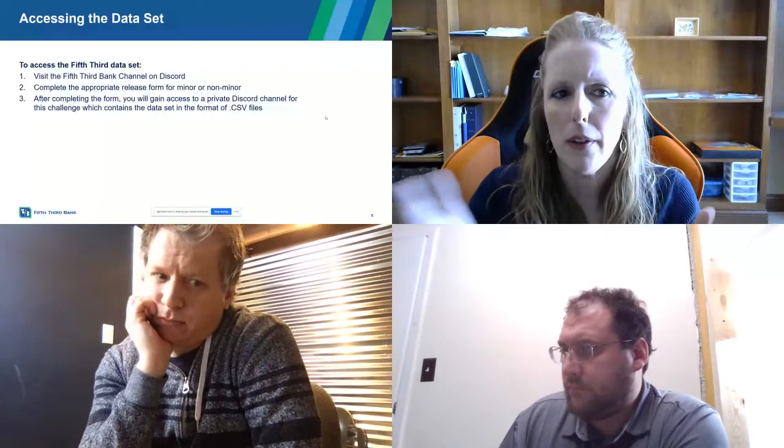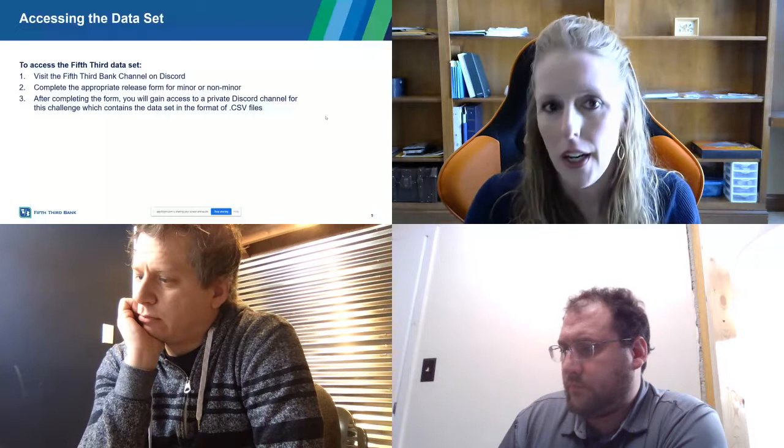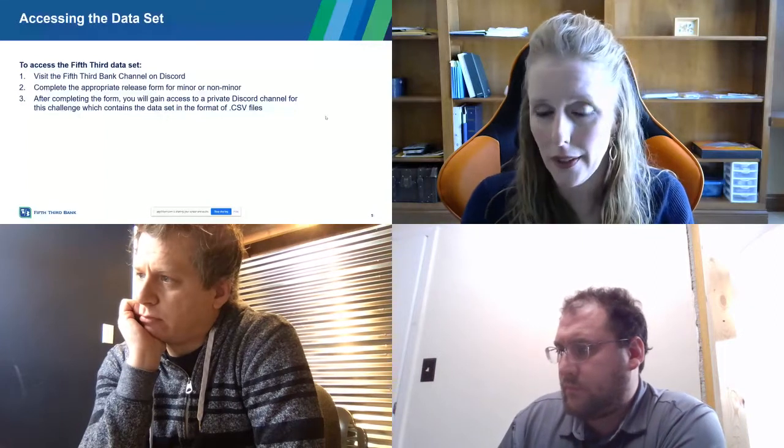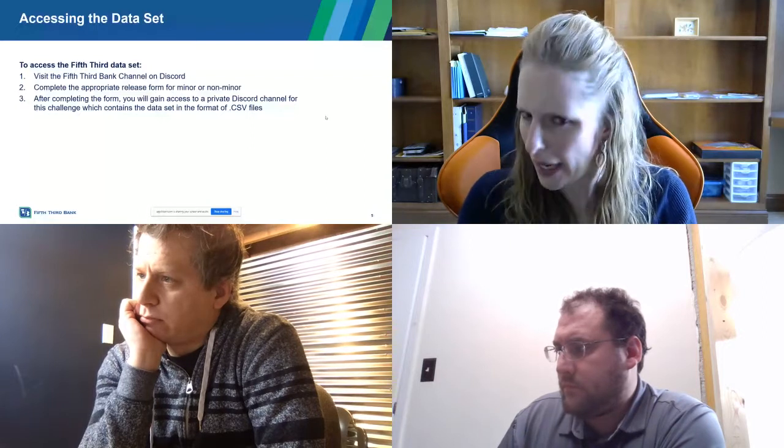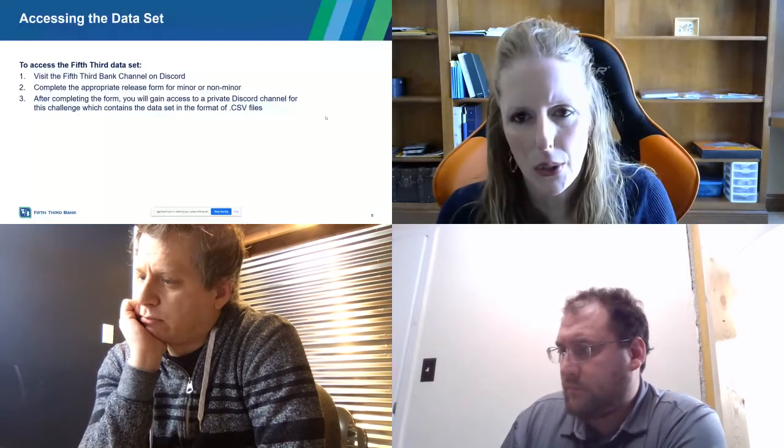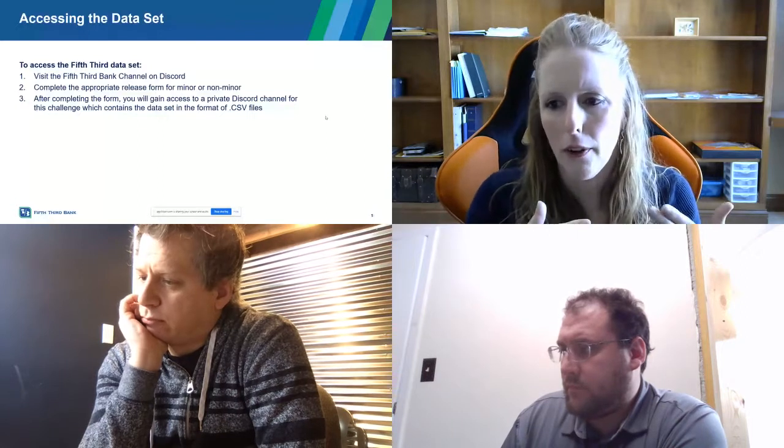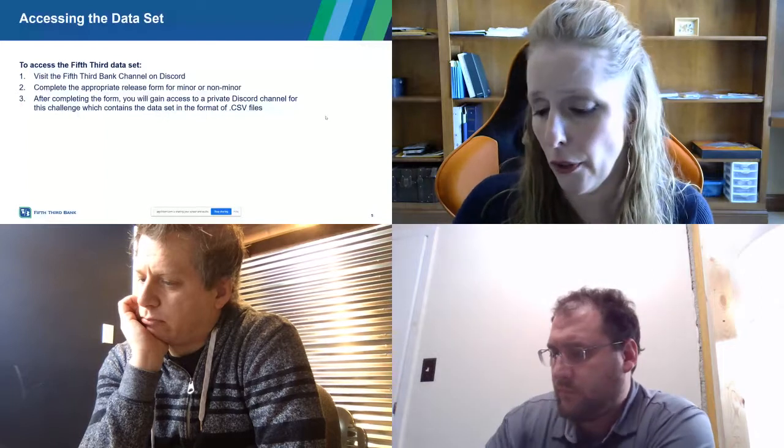All right, to access it, I mentioned this a little bit. You visit our regular Fifth Third channel on Discord, then you'll see a release form. It's a Google form. So you fill that out, the appropriate one for whether you're a minor or not, under 18, over 18. And after you complete that form, about 10 minutes, I believe, you get access to a private channel, Fifth Third Challenge, where you'll see our data, which you can download in the form of CSV.